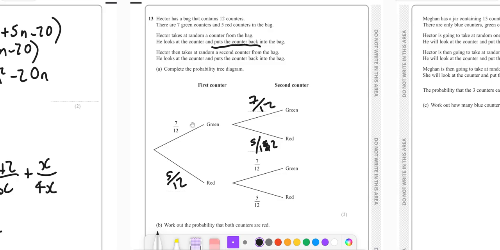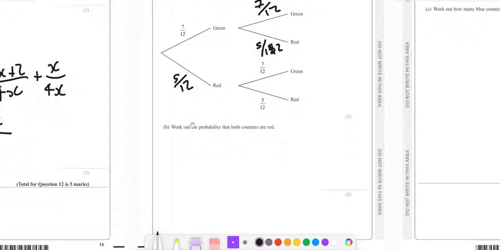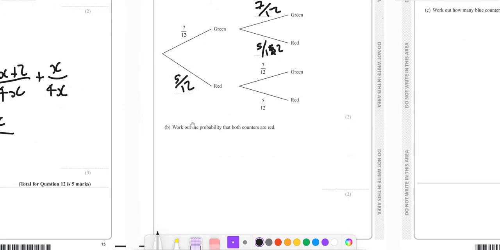So that's this route here. 5 over 12 times 5 over 12 is 25 over 144.